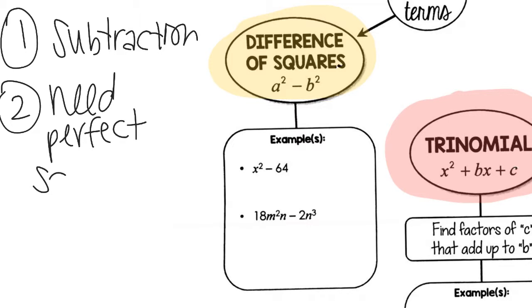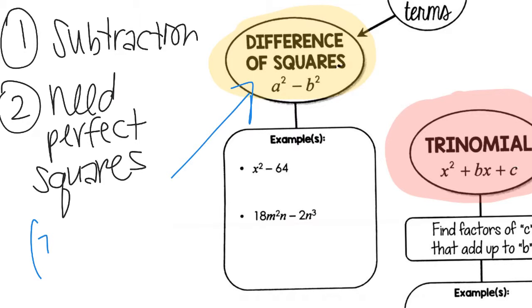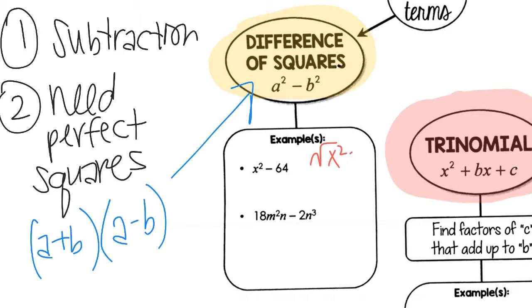And remember, a perfect square is something when I take the square root of it, I get a whole number. If I have a squared minus b squared, and both of these things are true, it ends up factoring as a plus b times a minus b. So you still factor it into 2 binomials. If we look here at the first one, the square root of x squared is equal to x, and the square root of 64 is equal to 8. So we do have a difference of squares. So my answer is going to be x plus 8 times x minus 8.